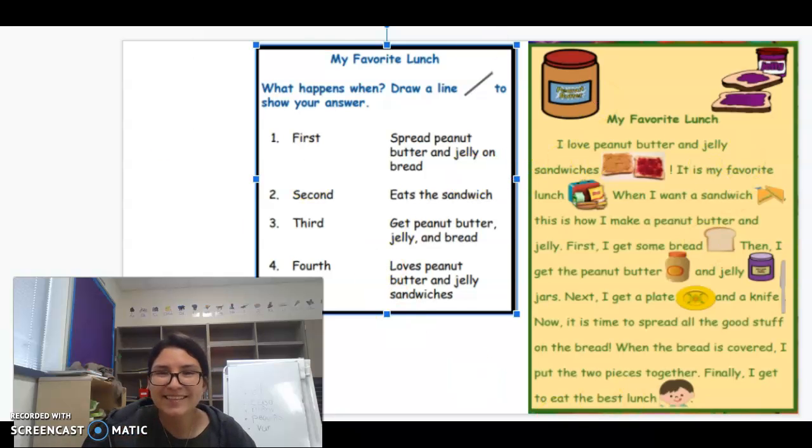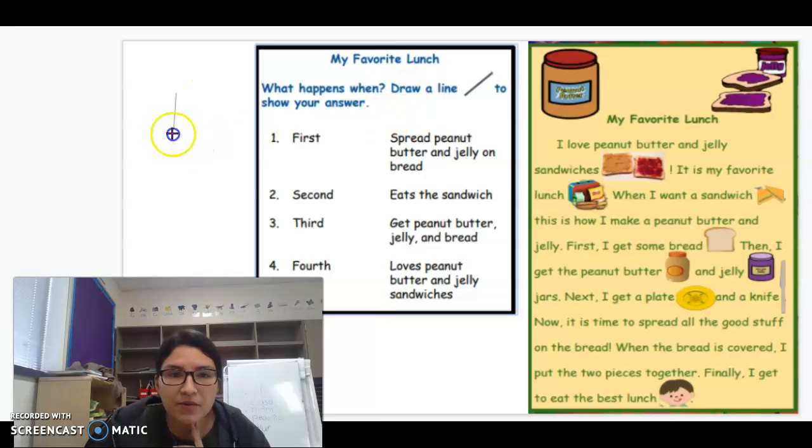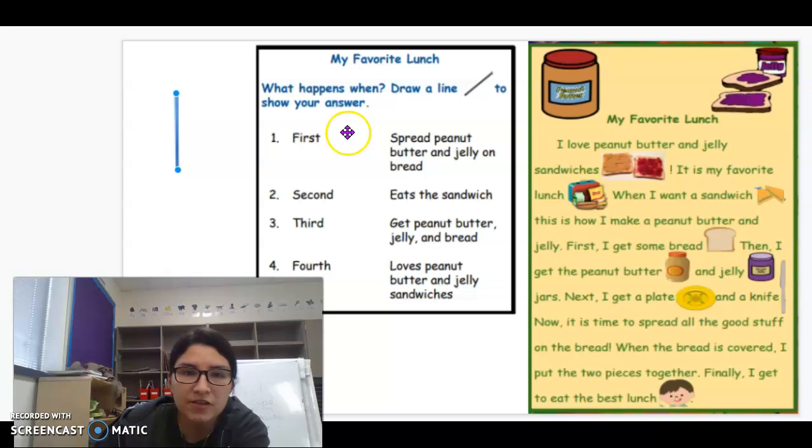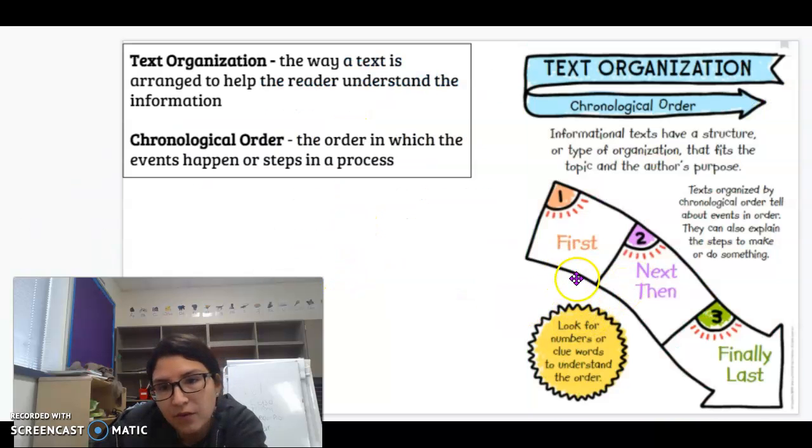Okay, so that's the story. I'm going to read the directions. It says, my favorite lunch. What happens? What happens when? Draw a line to show your answer. So we have first, second, third, fourth. So for this one right here, we're going to draw lines and match it. So here's the words first, second, third, fourth. Remember, you can use the words first, next, then last, first, second, third, fourth. You can use words like that.